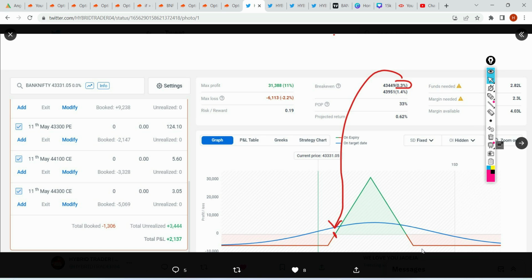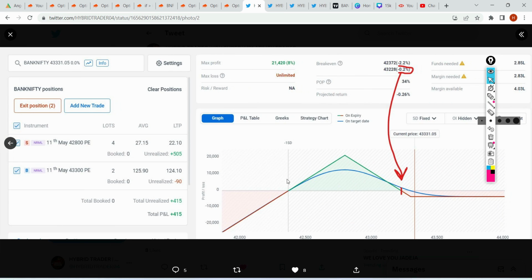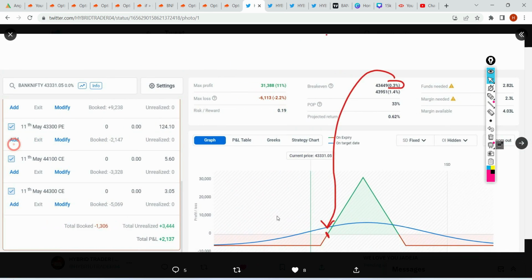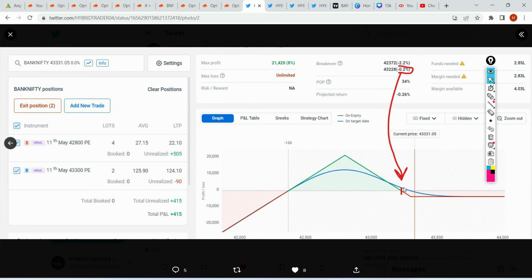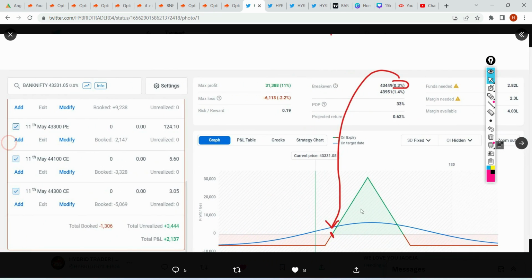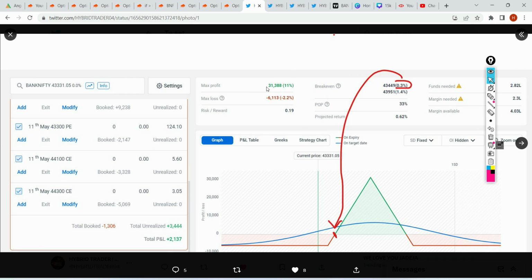This is my original Ironfly, which gave me 15,000 profit. I've deployed a contra trade in terms of a put ratio spread just to recover the loss on this side, the PE side. I've deployed a put ratio spread just in case the market comes here, I'll be able to trap the market with 21,000, and if the market goes up, I'll be able to trap in this green area with 31,000. So hope, guys, you have understood the video.